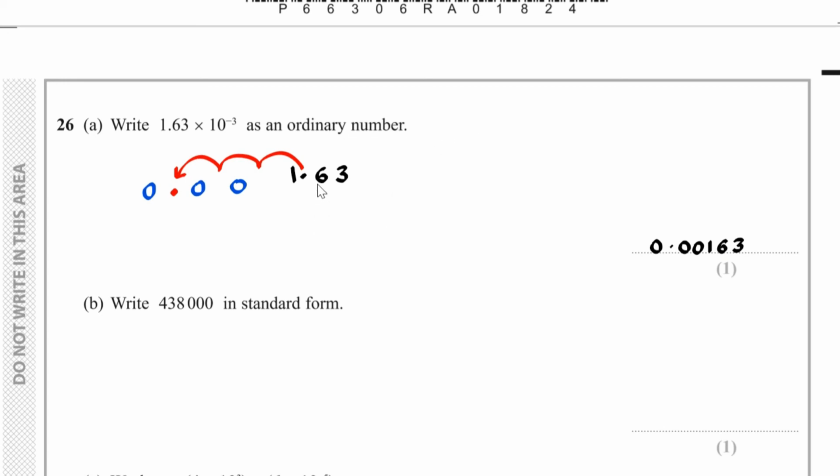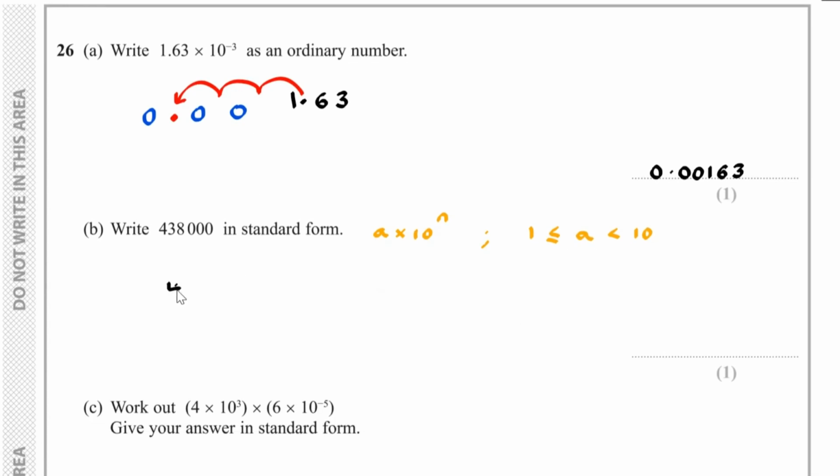Now, for the next part of the question, we have to write 438,000 in standard form. Now, you will recall for standard form, that's when a number is of the form a times 10 to the n, where a is in between 1 and 10, but not including 10. So if we have this 438,000, and we'll put the decimal point here, what we need to do is move this decimal place 1, 2, 3, 4, 5 to the left, leaving us with 4.38 times 10 to the 5.